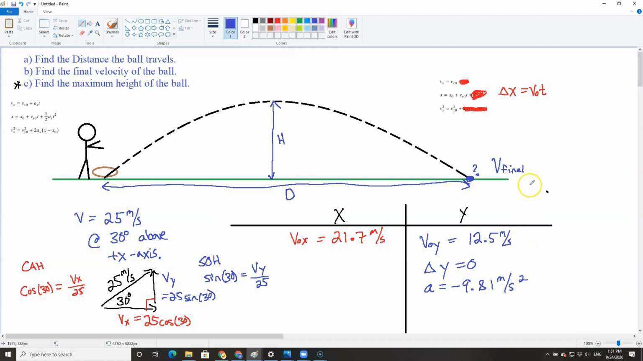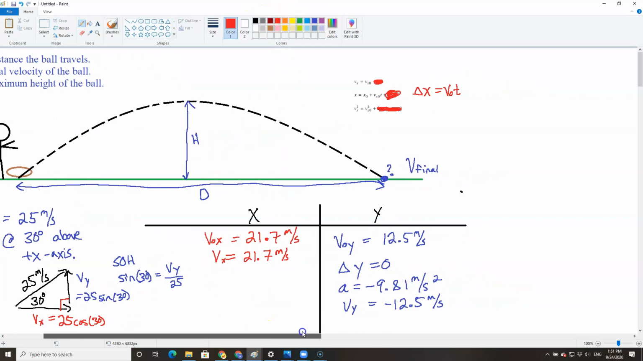We talked about the x direction for velocity. I can conclude for sure that the v final in the x direction will also be 21.7 meters per second. Due to the symmetry of this problem, I can conclude that the v final will be negative 12.5 meters per second. So it's 12.5 up when it took off, it landed at 12.5 down. That is only because this was a flat ground problem. The x direction, as shown right here, v final equals v initial.